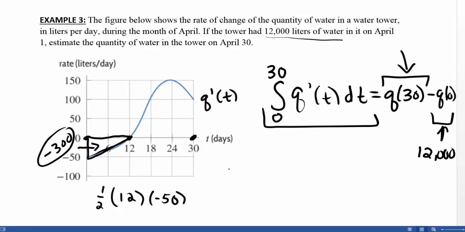What I'm going to do is look at the area of one block, and then estimate how many blocks I think there are here. I want you to notice that the area of one block, I'm going to make a note over here, one block is 6 units wide and 50 units high, which means each block represents 300 liters of water. So now I have to look at these blocks and try to determine roughly how many there are.